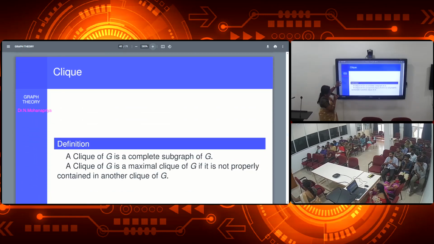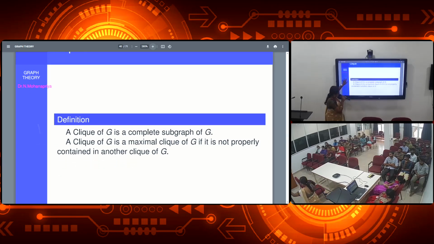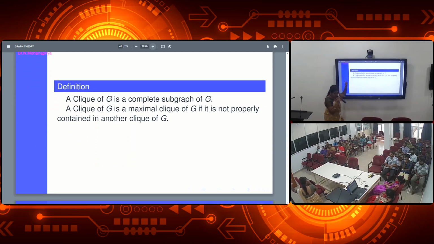Then clique. A clique is nothing but a complete maximum subgraph. You all know the complete graph. What is a complete graph? Every vertex, each and every vertex should be adjacent with all other vertices. So in that previous graph, what we have taken as an example, here K4 is a clique. K4, right?